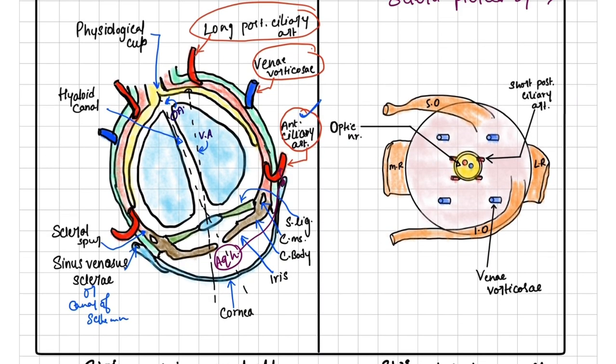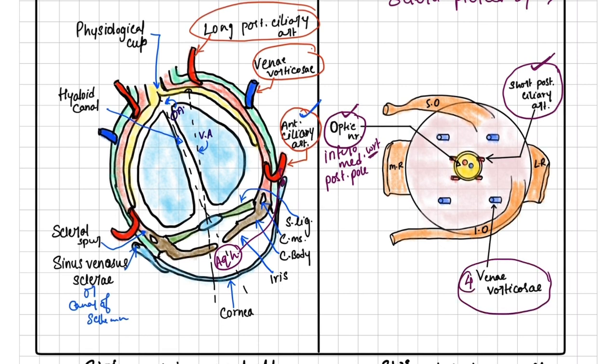Okay, the 4 structures include the one which is shown first, the optic nerve at the center. In the optic nerve there is presence of an artery and a vein, which I'll talk about later on. The optic nerve is present infero-medial with respect to the posterior pole of the eyeball. That structure is the short posterior ciliary artery and 4 vena porticosae.